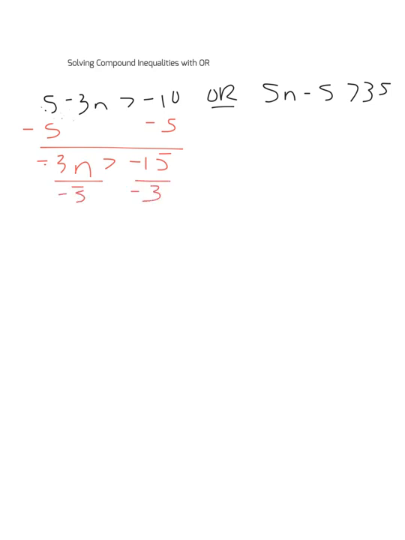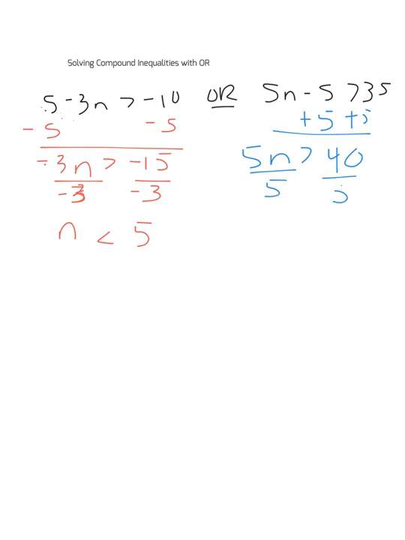And remember, because we are dividing by a negative, we have to flip the sign. We have n is less than 5. Over on the other side, we are going to add 5 to both sides. We have 5n is greater than 40. Divide by 5, n is greater than 8.